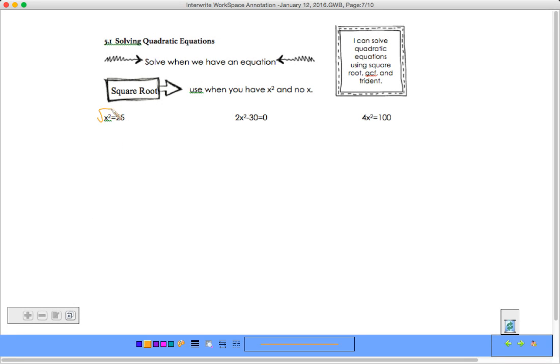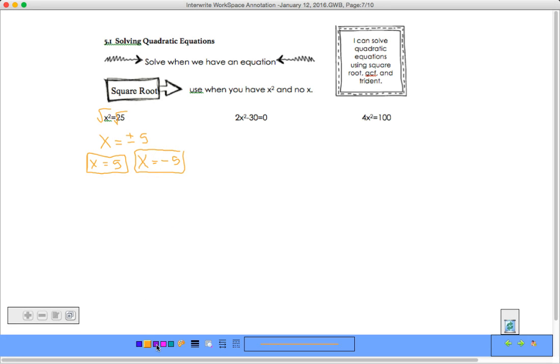You take the square root. So we're going to take the square root of both sides. Now, this number could have been positive or it could have been negative. Anything squared is going to be positive. So 5 squared would be positive 25, or negative 5 squared would be positive 25. So we say x is equal to plus or minus 5. So we still have two answers. We have x equals 5 and x equals negative 5.